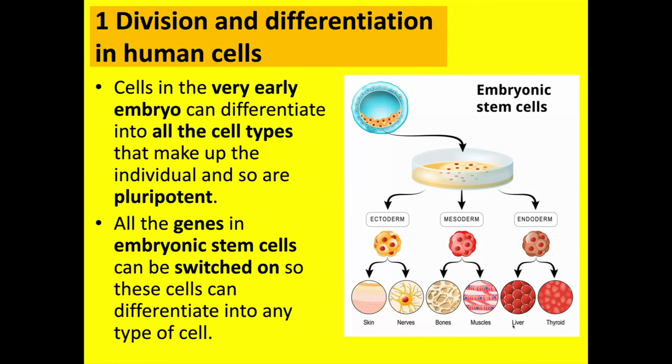Now, they won't all be switched on. That would be chaos if you switched on all of the genes, but they can switch on any of the genes. Not all of the genes, but any of the genes. So these cells can differentiate into any type of cell. They can switch on the genes that make it into a skin cell, the genes that will make it into a liver cell, or the genes that will make it into a neuron. Depending on the cell type that's required, embryonic stem cells can produce any of those cell types.